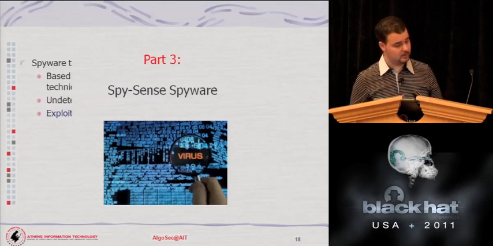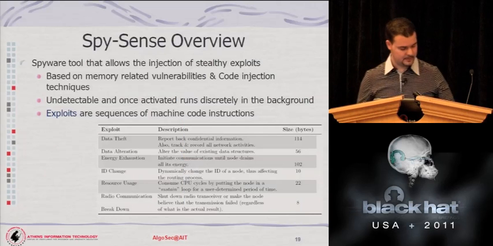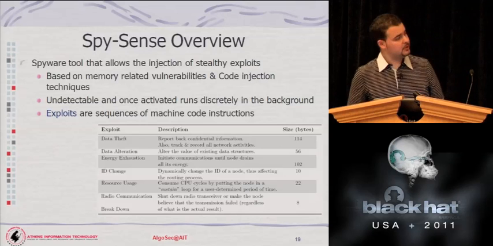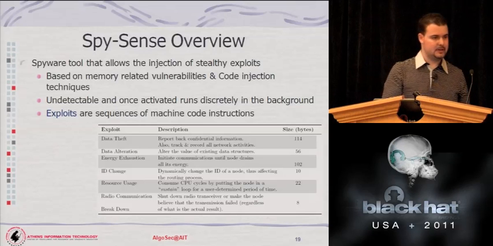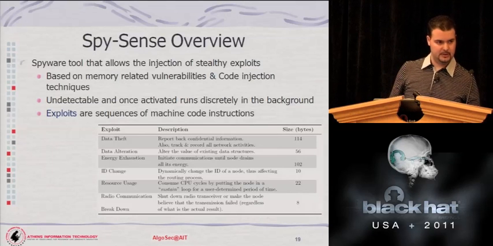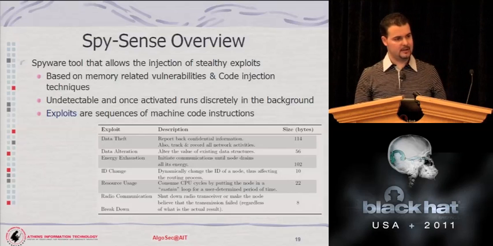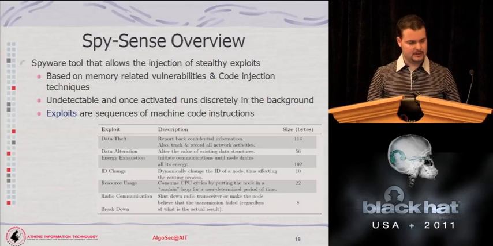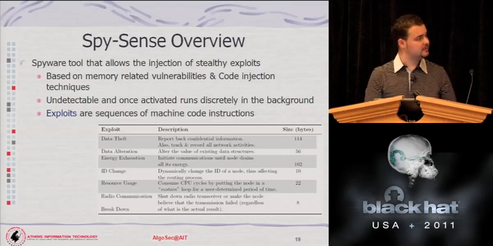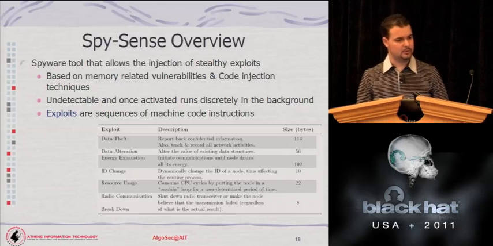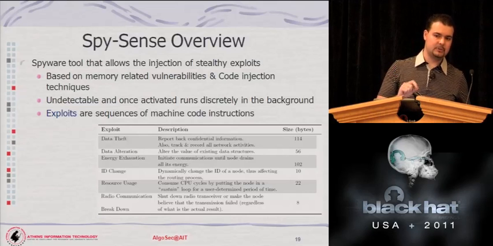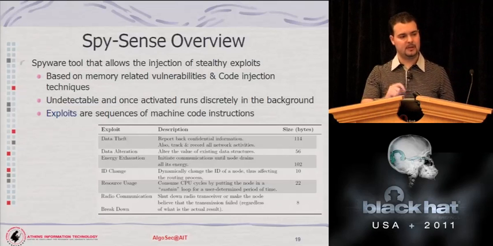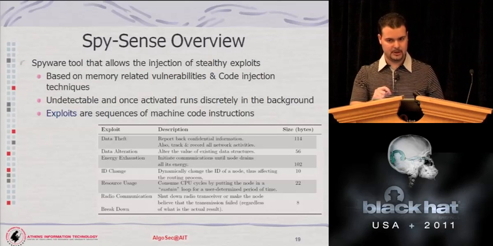Okay, so now we'll move on to the actual tool. So the SpySense tool, as we said, allows both the injection and activation of stealthy exploits. It is based on memory-related vulnerabilities in order to perform code injection attacks. It is undetectable, and once activated, it runs in a discrete background mode. Exploits are actually sequences of machine code instructions that are sent through packets and executed in the host sensor.